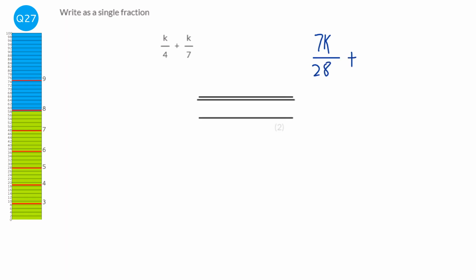And we're going to times the right-hand fraction by 4, which will give us 4k at the top, and it will also give us 28 as the denominator. Now when the denominators are the same, we just add the numerators, and 4k plus 7k, or 7k plus 4k, will be 11k, and the denominator will be 28.